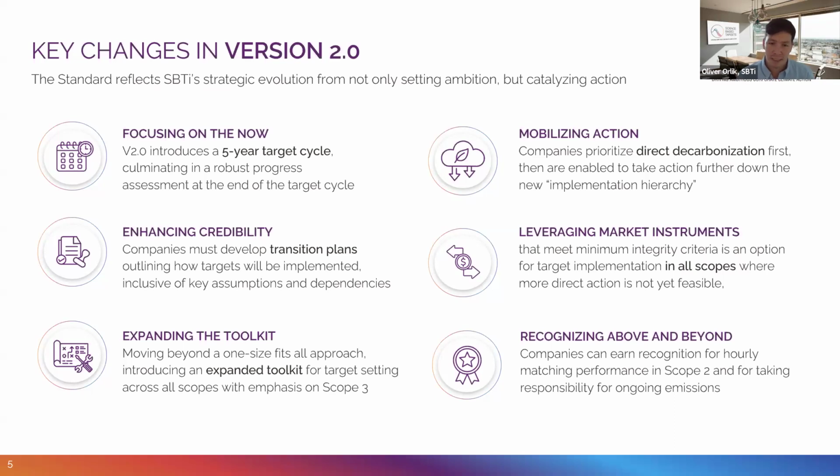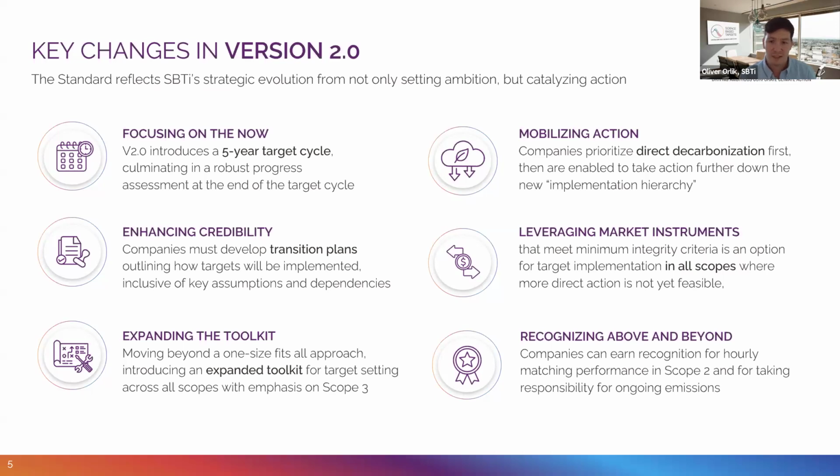We're enhancing credibility. So companies, when they set a science-based target, are also required to develop a transition plan outlining how those targets are going to be implemented, inclusive of key assumptions and dependencies. And this is because we don't want a science-based target to exist as a badge on a company website. We want the action plans to exist behind it. And a transition plan means that it's had the right degree of governance from senior leaders to set out what needs to be done.